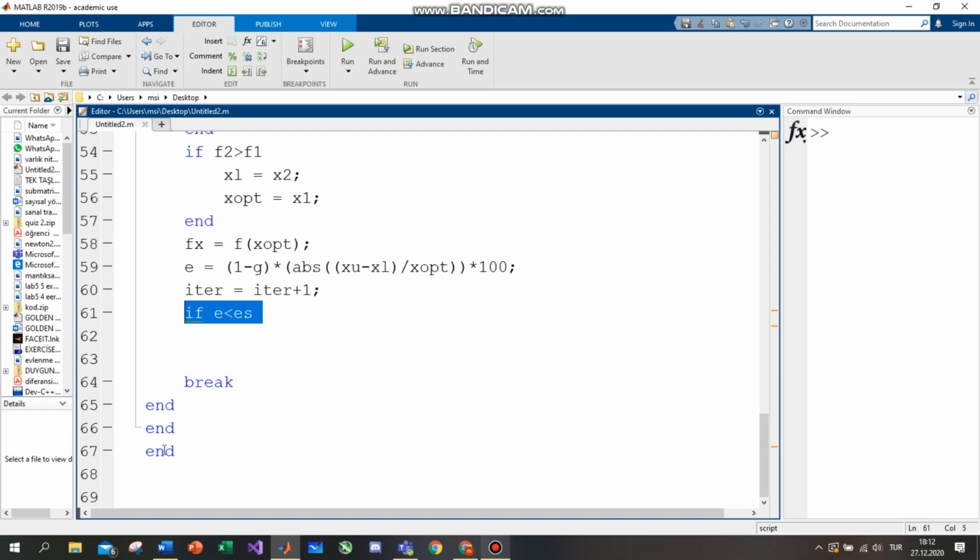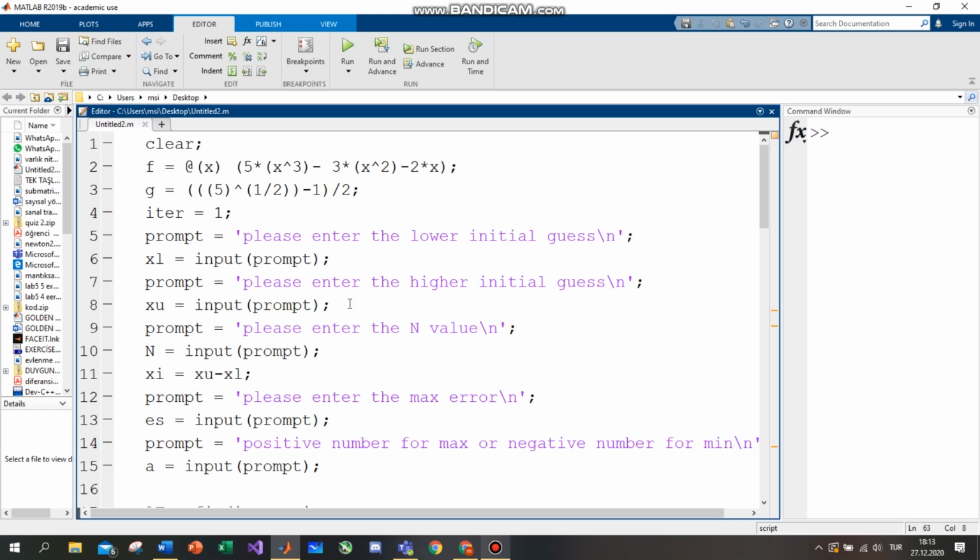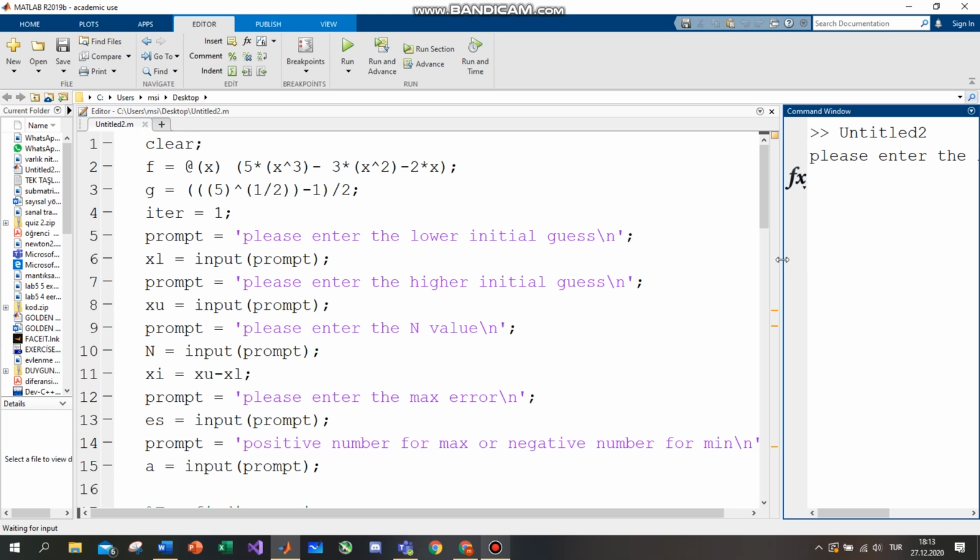What does the break mean? It increases the iteration number. Sorry, I skipped this part. This is the break, and it compares the acceptable error and the calculated error. If the condition is met, it breaks out of the loop.